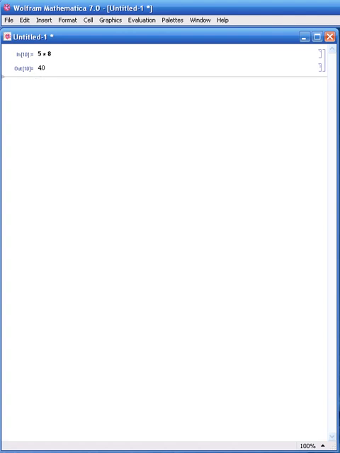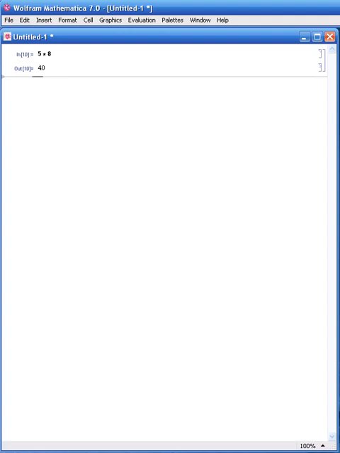The reason why you have to do Shift Enter rather than just Enter is because Mathematica allows you to have multiple commands all together, and it executes all the commands all at once, and to do that you have to put each command on a new line.